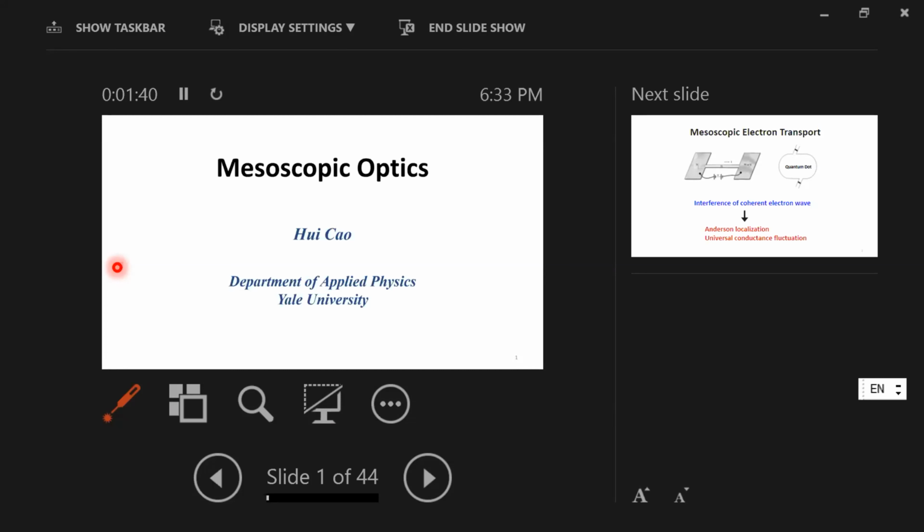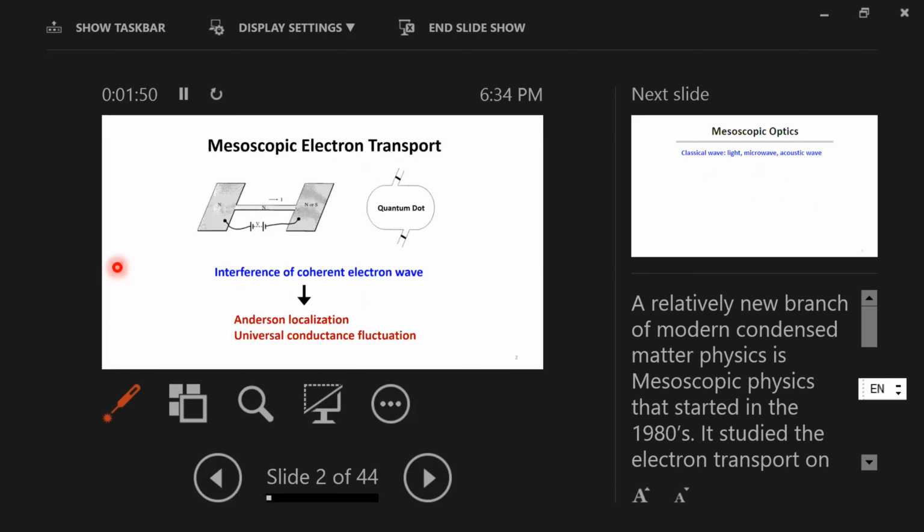So the topic I'm going to talk about today is mesoscopic optics. Let me first introduce what mesoscopic optics is. To start that, let me first introduce what mesoscopic physics is. Mesoscopic physics is a very recent branch of condensed matter physics. It's really studying the transport of electrons on the mesoscopic scale, which means between the macroscopic scale and the microscopic scale.